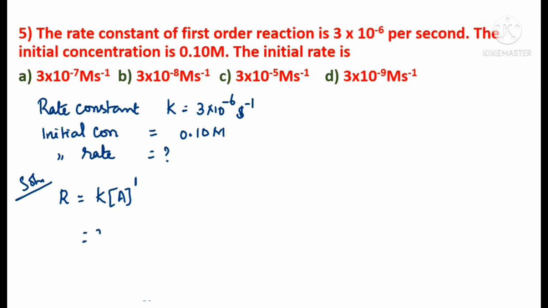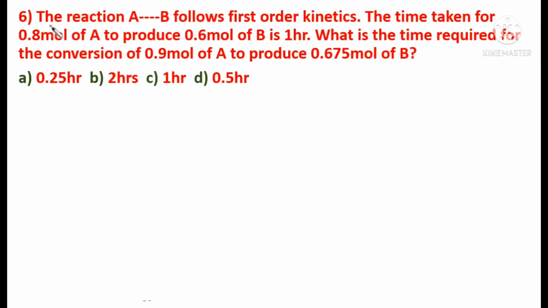What is K? It is 3 into 10 to the power minus 6 into 0.10. Okay, so what is the answer? It is 3 into 10 to the power minus 7 M s minus 1. Okay, so what is the correct option? See here, this is not option A. A is correct. Okay, understood, students? Read the next question, students.